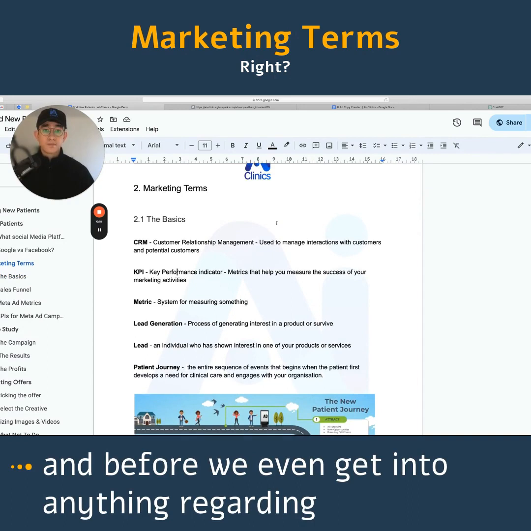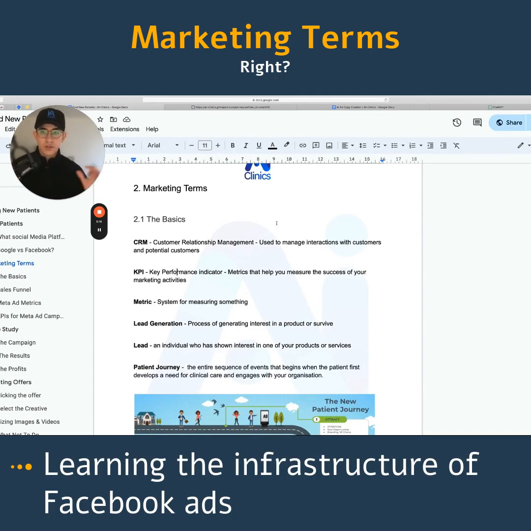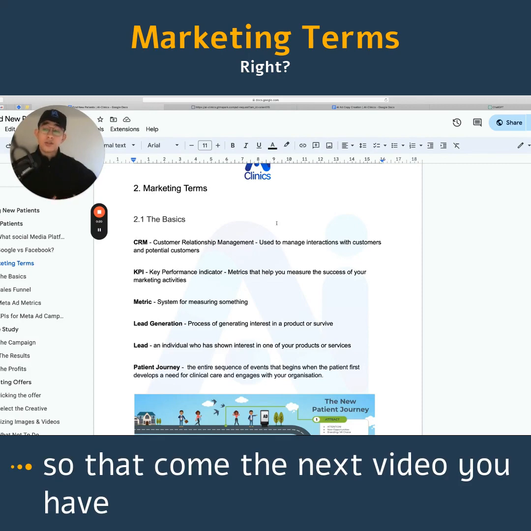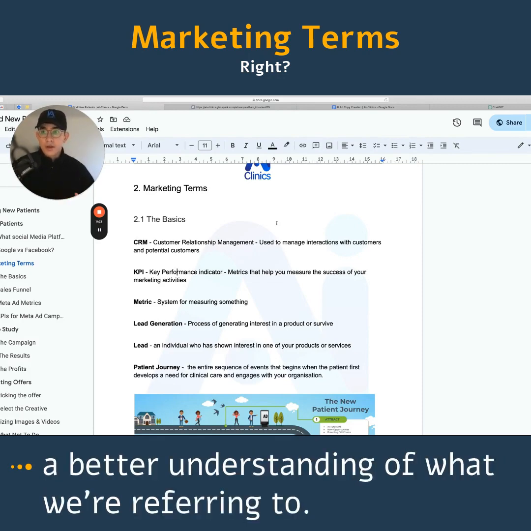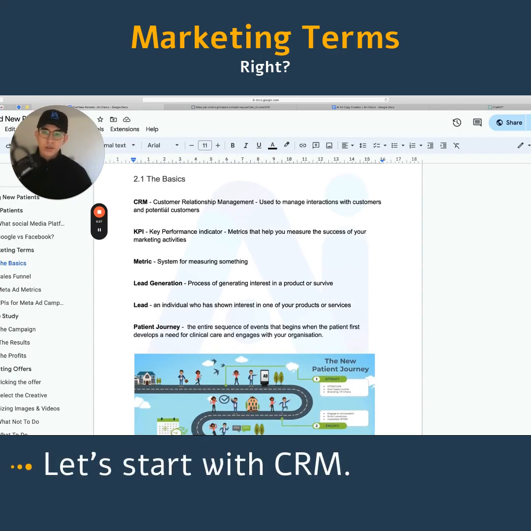Before we even get into anything regarding paid ads, learning the infrastructure of Facebook ads and so forth, I need you guys to understand these definitions so that come the next video, you have a better understanding of what we're referring to. So to begin with, let's start with CRM.